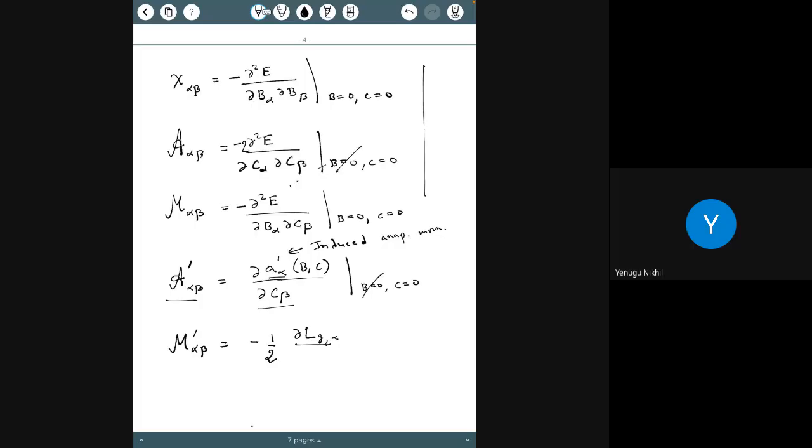So I can maybe call this something different, and then M alpha beta prime. This has a minus half in the definition, and this can be a first derivative of the angular momentum. So the angular momentum is a first derivative with respect to B, and the numerical part will be with respect to C.